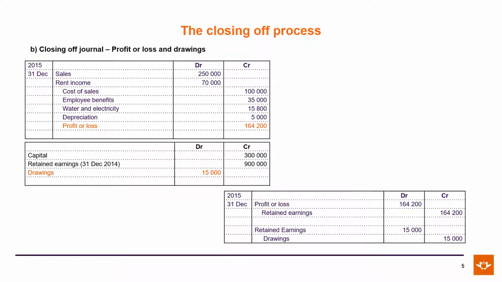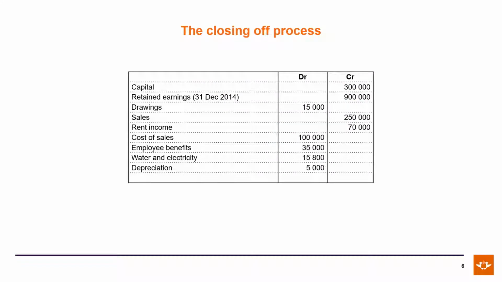Number B looks at the closing off journal for profit or loss and the drawings. The profit that was determined on the previous transaction will be closed off to the retained earnings account. The profit or loss account, which was credited previously, will be debited to close off, and then the account that's going to be credited will be the retained earnings, and that will leave us with the drawings account. To close off the drawings, we will debit the retained earnings and credit the drawings account. That's how we close off the temporal accounts.